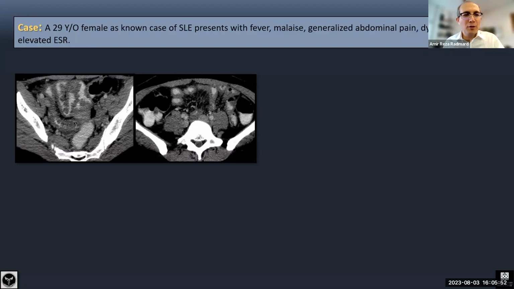I have prepared very few slides to describe the imaging findings of intestinal vasculitis, starting with this case from my institution. It's a 29-year-old female, a known case of SLE, presenting with fever, malaise, generalized abdominal pain, dyspnea, and elevated ESR. On CT scan, you see diffuse mural thickening in the ileal loops with a somewhat non-specific pattern, with mesenteric engorgement. Based on this imaging finding per se, we cannot have a very specific diagnosis. This could be due to lupus enteritis, but enteric infections, other inflammatory conditions, or drug reactions may cause such an appearance.